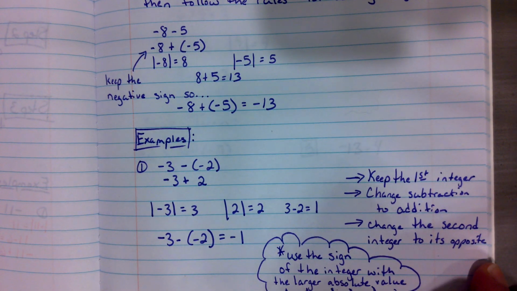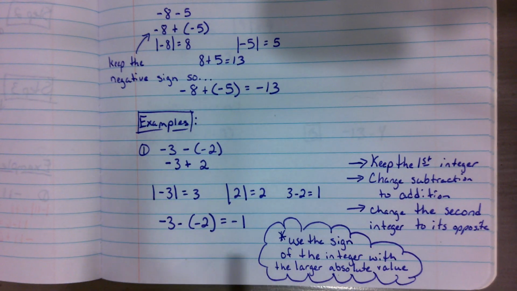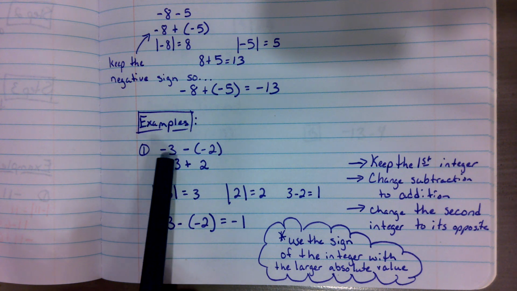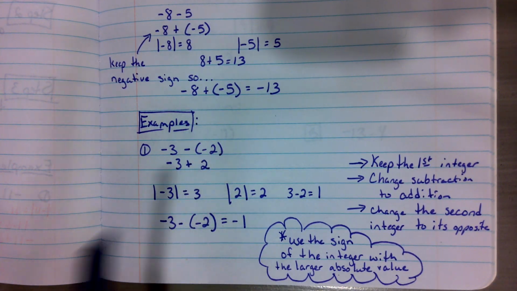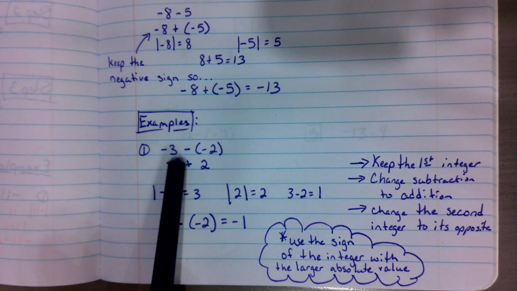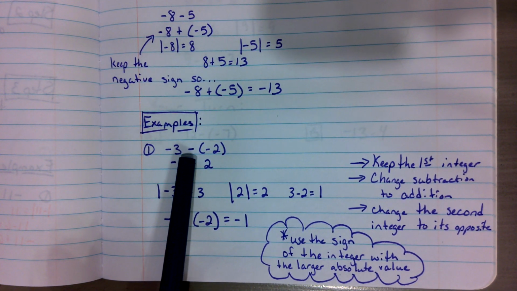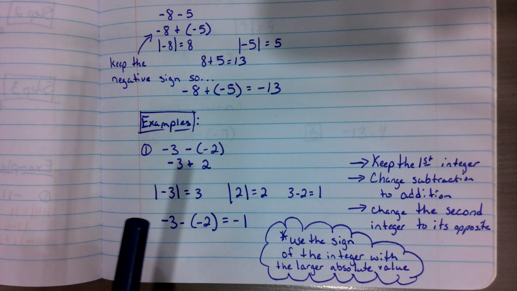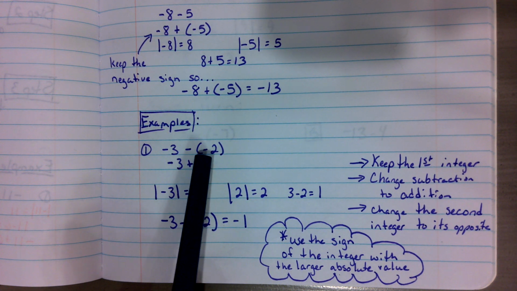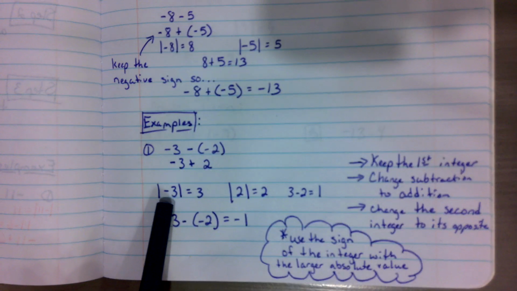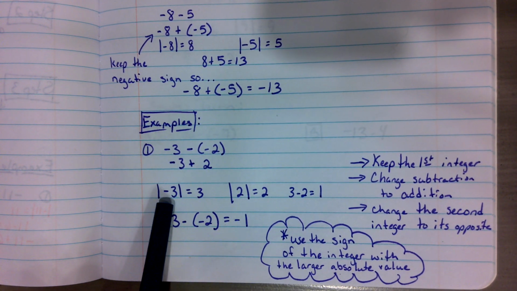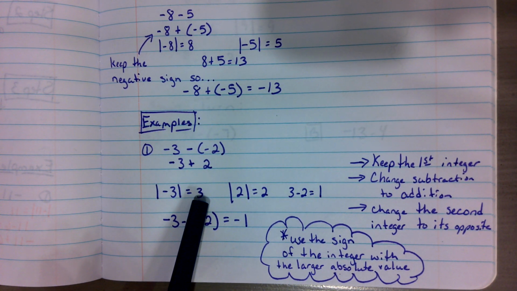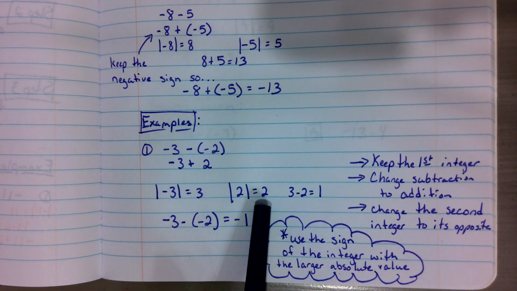All right, so here is our first example, -3 minus -2. So we keep our first integer, we change the subtraction to addition, and we take the opposite of the second integer. So the opposite of -2 is +2. So we have -3 plus 2. We find the absolute value of our integers. So -3, absolute value is 3. 2, the absolute value is 2.